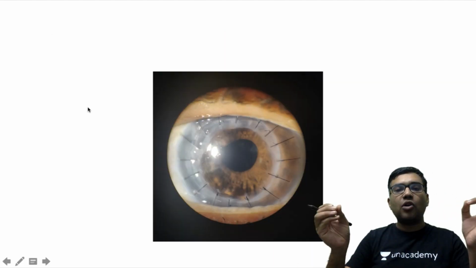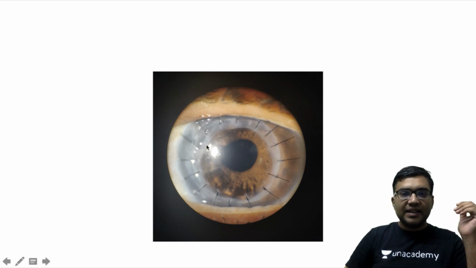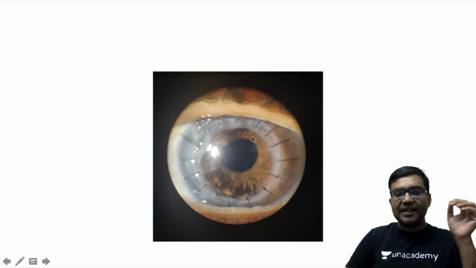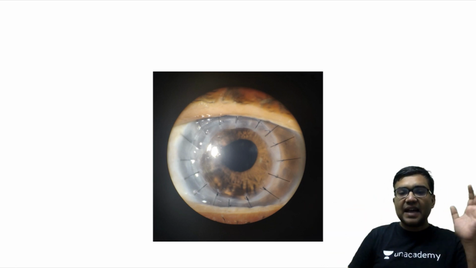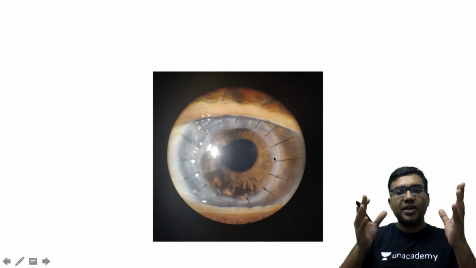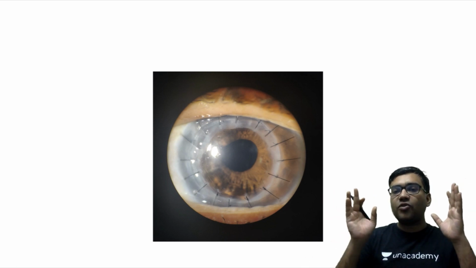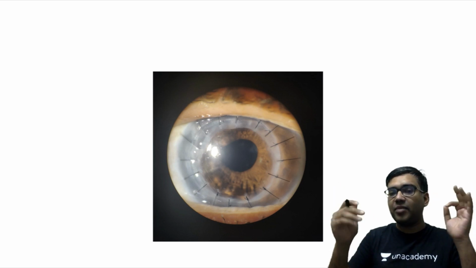Now, this is how a corneal transplant looks. If you can see in this picture, this central part, the transparent part, is the donor cornea. Its diameter may range up to 7 to 8 millimeter. Remember, the diameter of the cornea is usually around 11.2 to 11.5 millimeter.